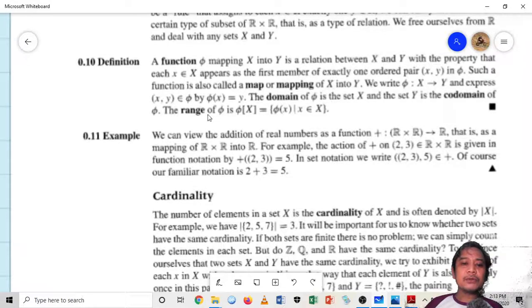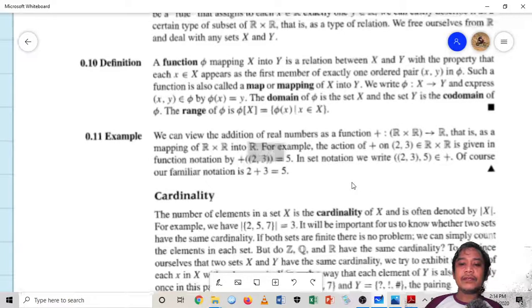The range would be the set of all elements in the codomain which were taken as elements of the function. So we say that the range of phi is phi of X, the image of X. This would contain all phi(x) such that x is in the domain.